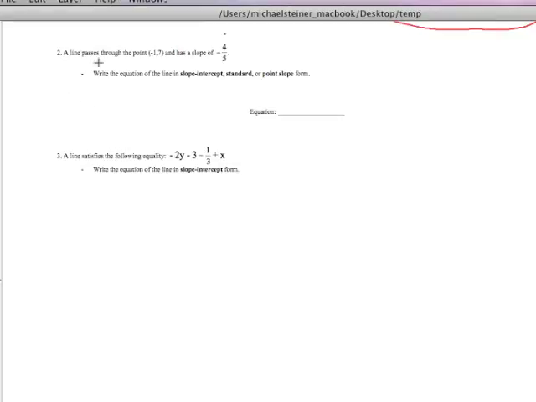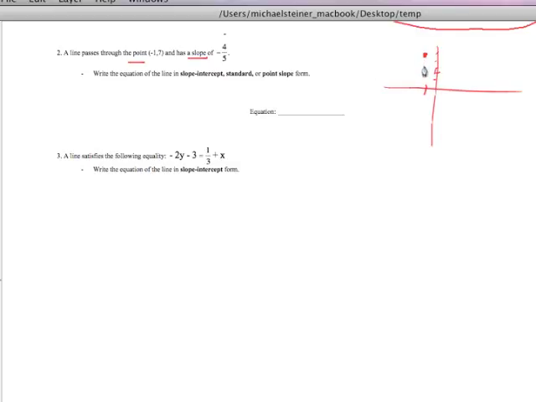So number 2, a line passes through the point (-1, 7) and has a slope of -4/5. Let me just talk about point-slope, because I gave you the point and I gave you the slope. If you're given the point and the slope, here's -1, 2, 3, 4, 5, 6, 7. (-1, 7), it has a slope of -4/5.